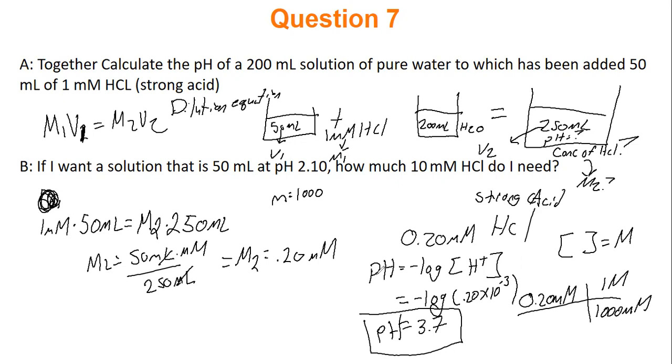So that is how we can use the dilution equation and pH equation when we are diluting an acid to know what the new pH is going to be.